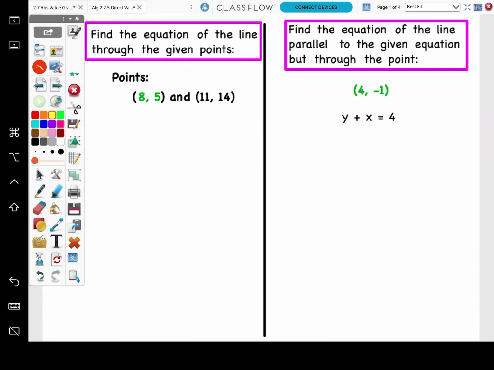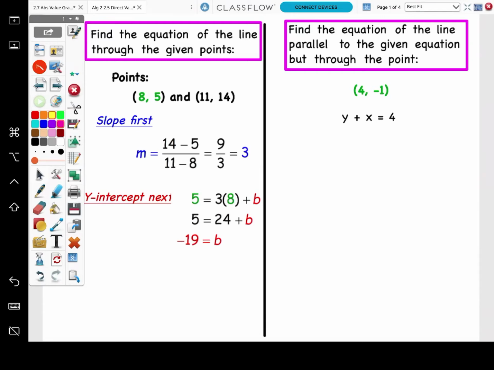Okay, welcome back. Find the equation of the line through the given points. First you should find the slope. The slope is 3. Then find the y-intercept, or use point slope form if you want. But having our final equations in y equals mx plus b, that slope intercept form, guarantees that we all have the same answer for ease of correcting. So there's your slope, your y-intercept, and the equation of the line. Did you get that? Cool.